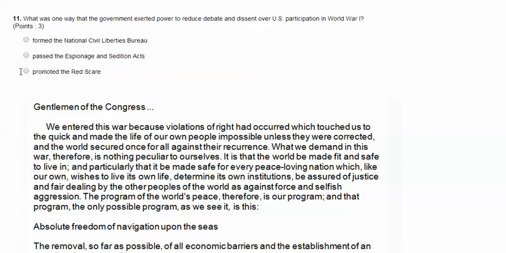Number 11, what was one way that the government extended power to reduce debate and dissent over U.S. participation in World War I? It formed the National Civil Liberties Bureau, it passed the Espionage and Sedition Acts, or it promoted the Red Scare.